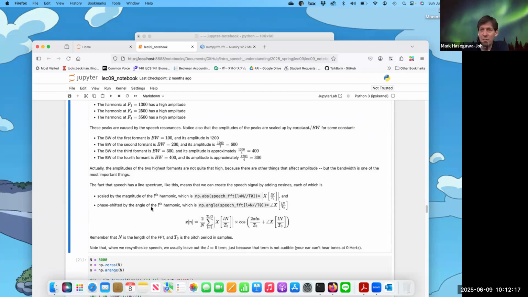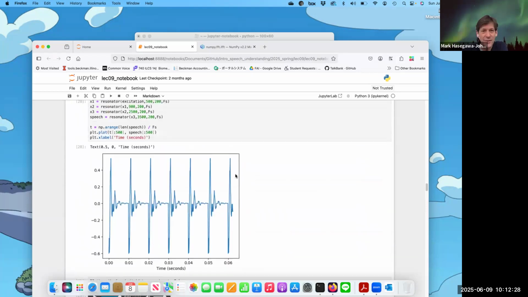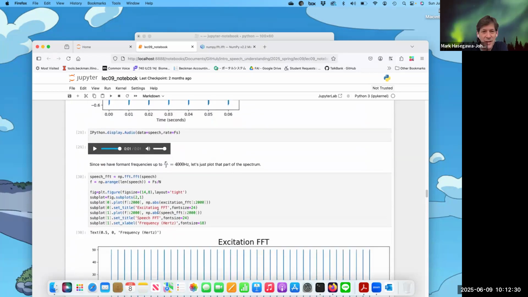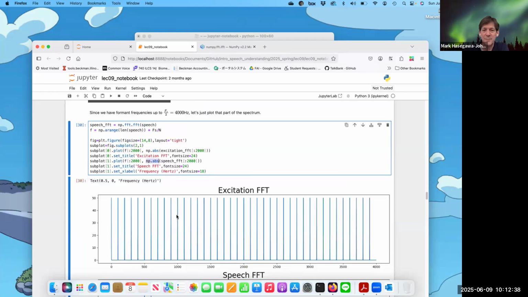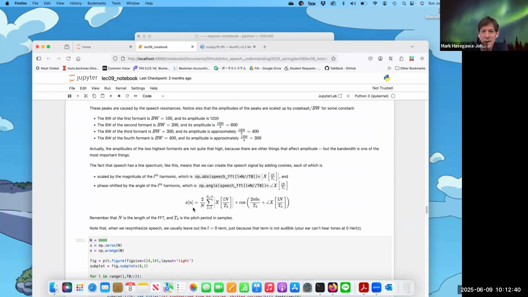The more general formula is that we want to take the cosine and phase shift it by the phase of the Fourier transform component. So far, I've been throwing away the phase, right? If you go back here, you'll see that I took the absolute value of the FFT. I took the absolute value, I threw away the phase. The absolute value just ignores the phase and keeps only the absolute value. So here's the absolute value.